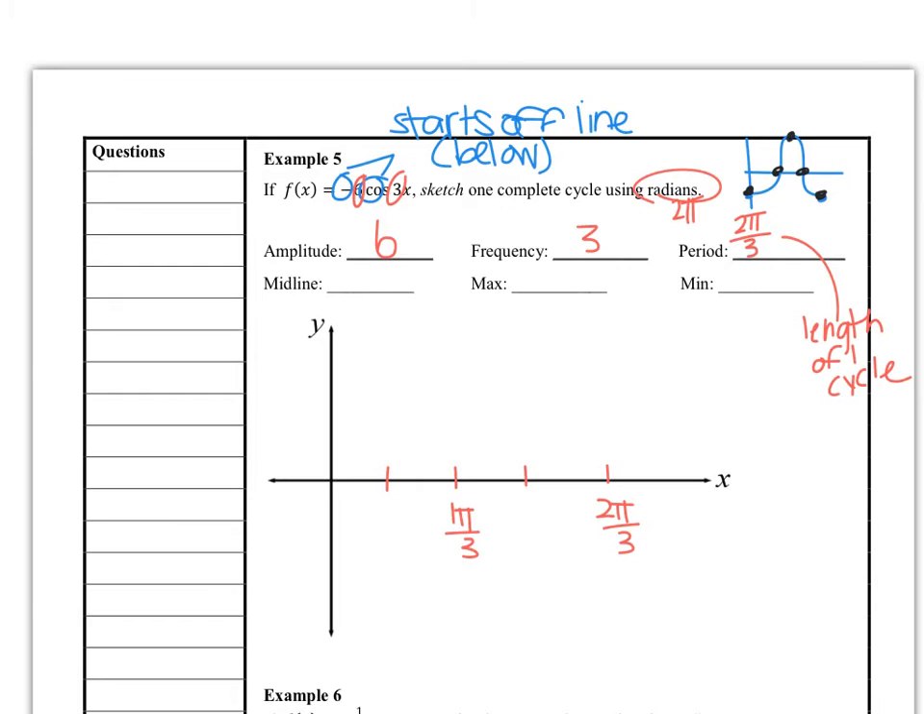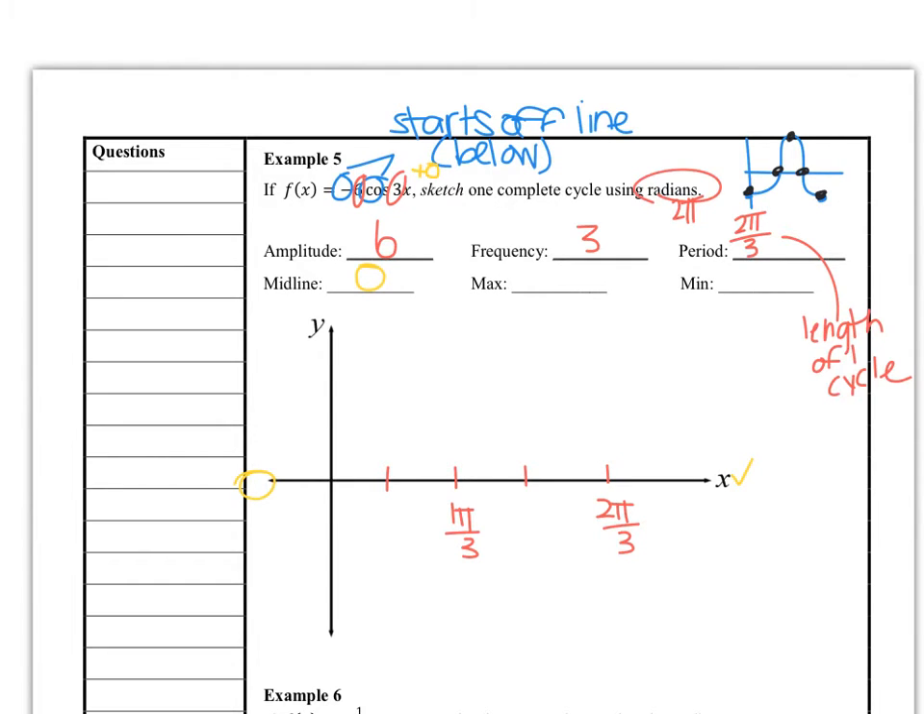Okay? Let's see. We need our midline. Midline is usually added or subtracted on the end. If it's not on the end, check in the front. If it's not at the front, that means it's +0. So our midline is actually at 0, which means the x-axis can stay, because 0 is the x-axis. Y equals 0 is the x-axis.